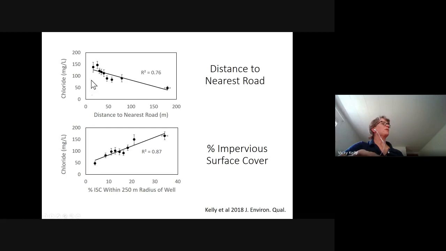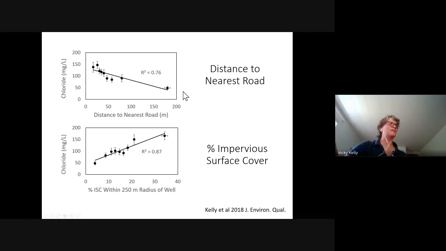What we found was that as the distance between the well and the nearest road increases, the concentration of salt in those wells decreases. And conversely, as the percent impervious surface cover around those wells increases, the concentration increases. So the more impervious surface cover around a well, the higher the concentration. The closer to the nearest road the well is, the higher the concentration.